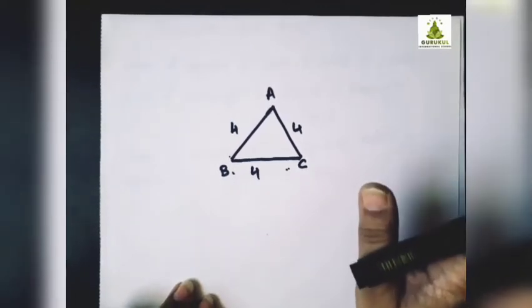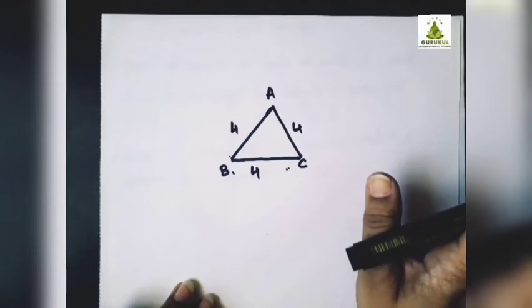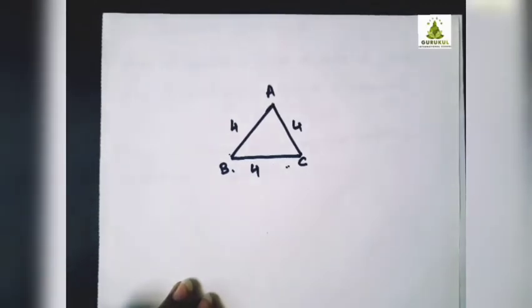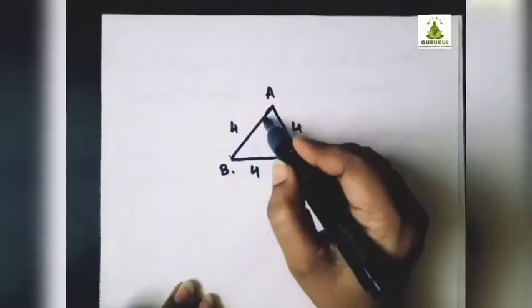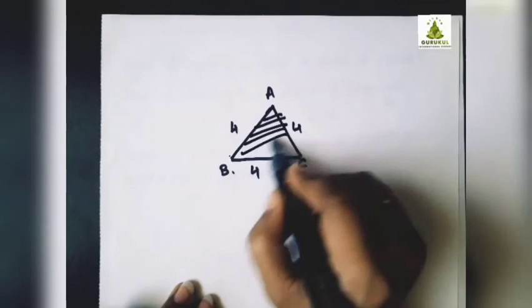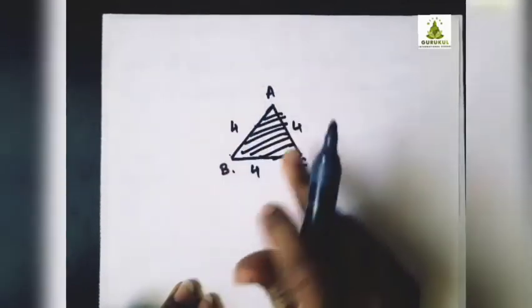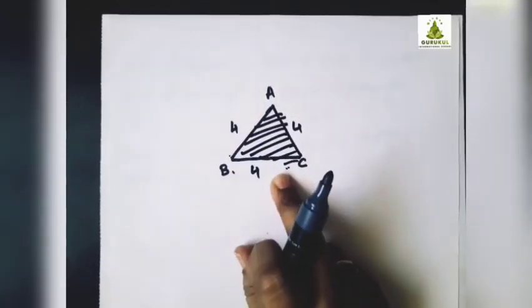Then what is the area? Area can be defined as the space occupied by the flat shape or surface of an object. Means this is a triangle and this is the inside part. Okay, the part which I have shaded with the lines is nothing but the area.